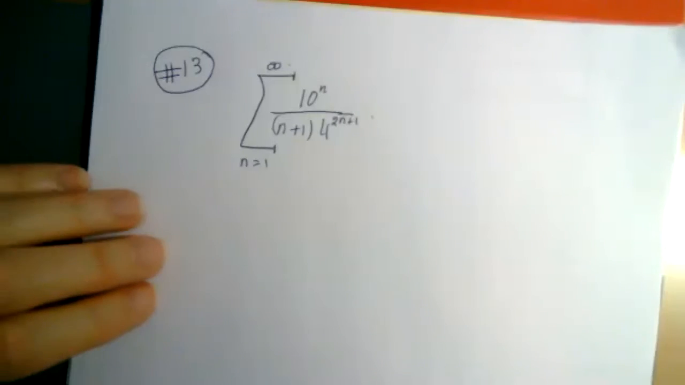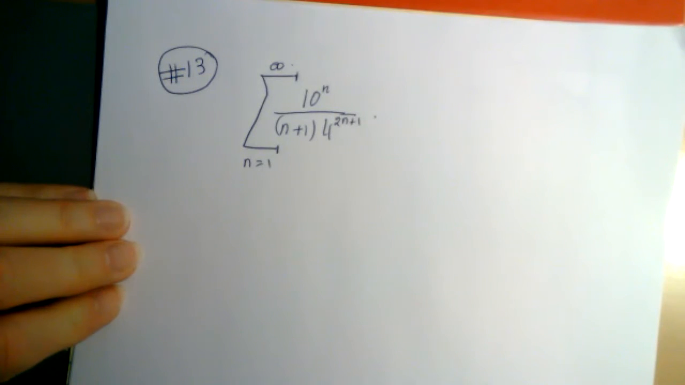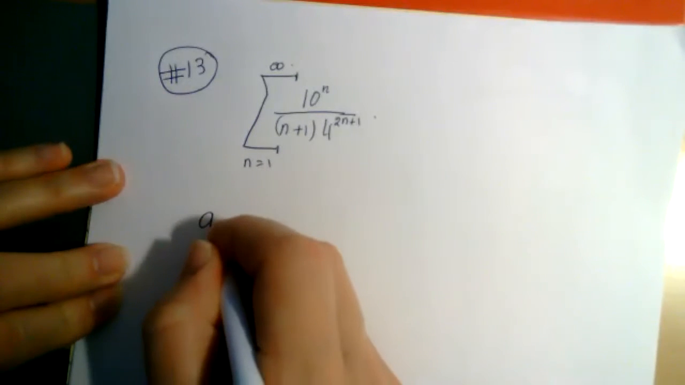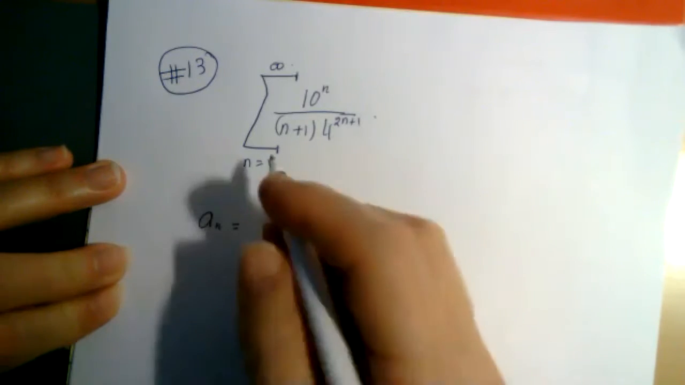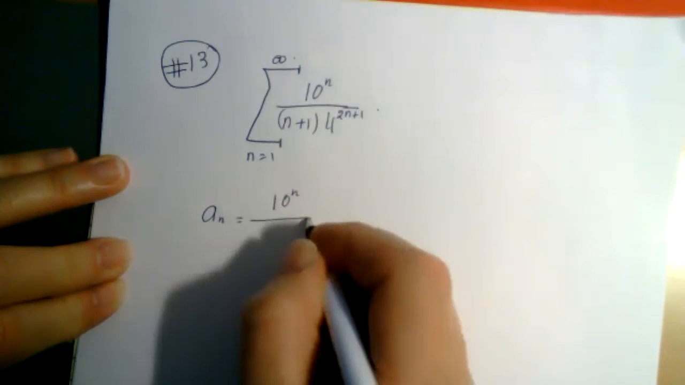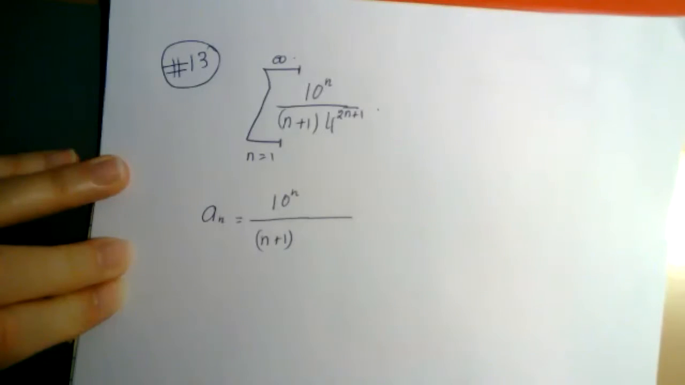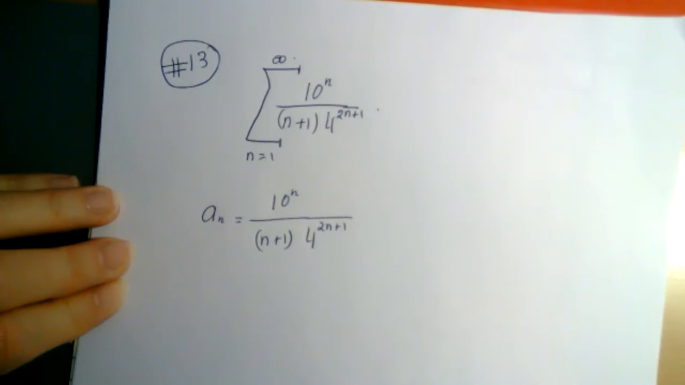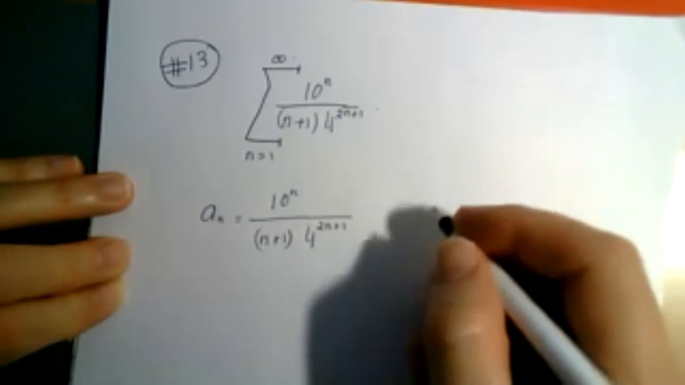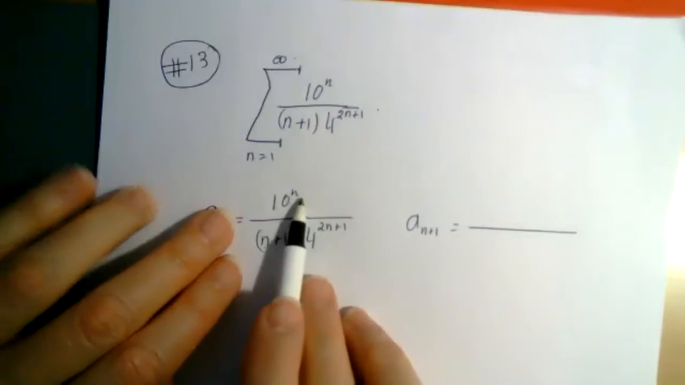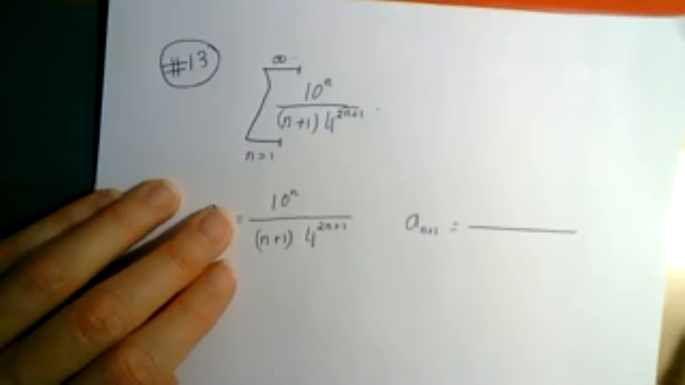To be able to use the ratio test, we're going to start by identifying a_n and the term that comes after a_n, which is a_n plus 1. So what is a_n in this scenario? a_n is the general term of my series. That's 10 to the power n over n plus 1, 4 to the power 2n plus 1. Now, what is a_n plus 1? It means the term that should come after a_n. Everywhere there is an n in here, we should put n plus 1.